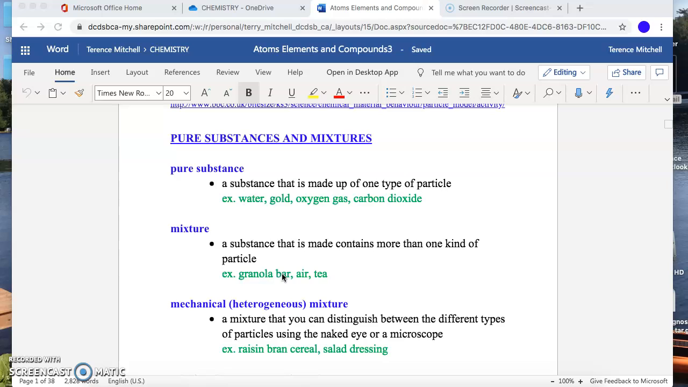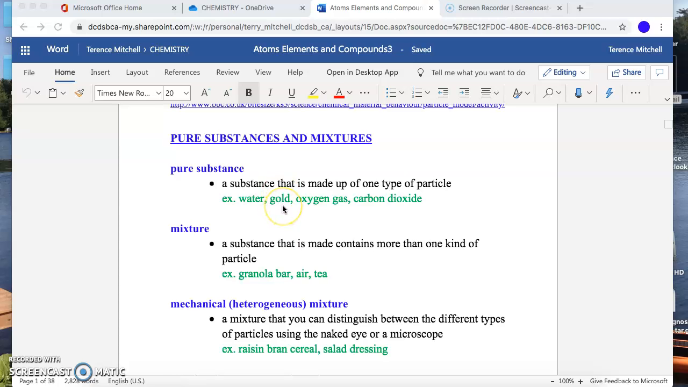Then we got into pure substances and mixtures. So a pure substance is when we only have one particle type. In a beaker, if we have just H2O particles, then it's a pure substance. In a bracelet, if we just have 100% gold particles, then it is a pure substance. In a room, if you have just oxygen and nothing else, then that is a pure substance.